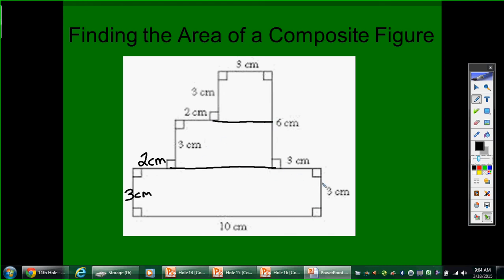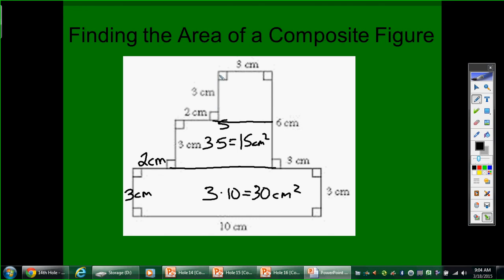And here I've got a height of 3 and a base of 10. Base times height equals 30 centimeters squared for this bottom rectangle. This has a height of 3, and going across it's 2 here and 3 here, so this is actually 5 all the way across. 3 times 5 equals 15 centimeters squared.